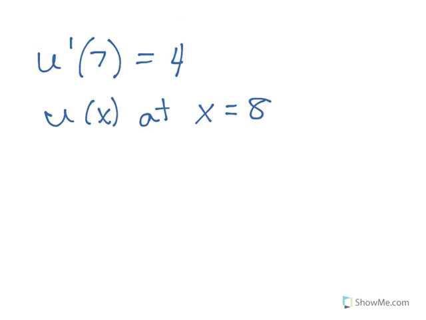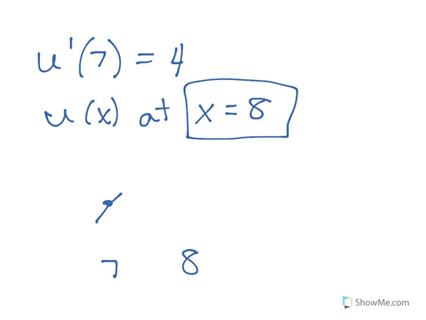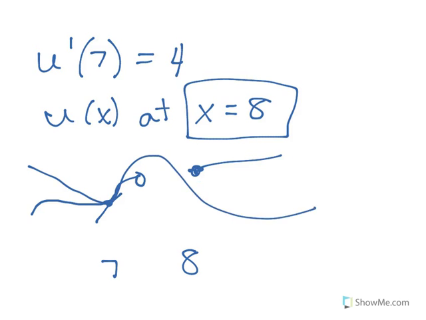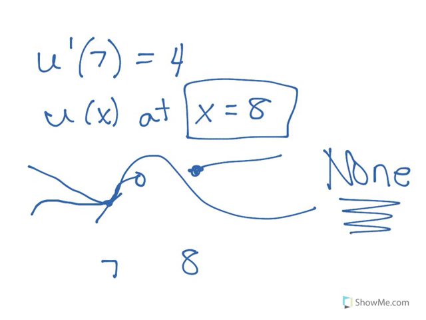Next function says if u prime of 7 is 4, meaning the slope at 7 is 4, what can we conclude about u of x at x equals 8? Well, the information they're giving us tells us about 7. It just tells us the slope there is positive at 7. Guess what that tells me about 8? It tells me absolutely nothing, because this graph could go to here, have a point, and disappear halfway through, which would make it not continuous. Or maybe it doesn't. We don't know. This tells us nothing. None of A, B, and C are things we know about.